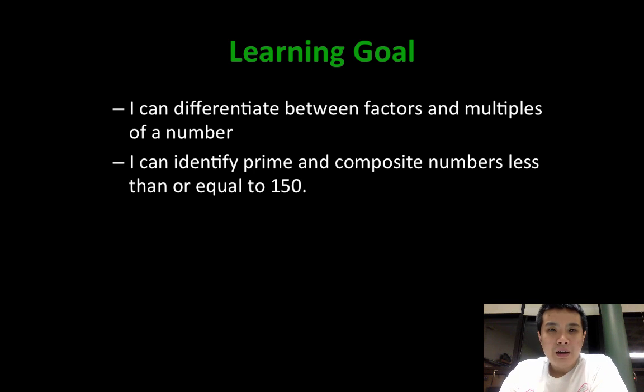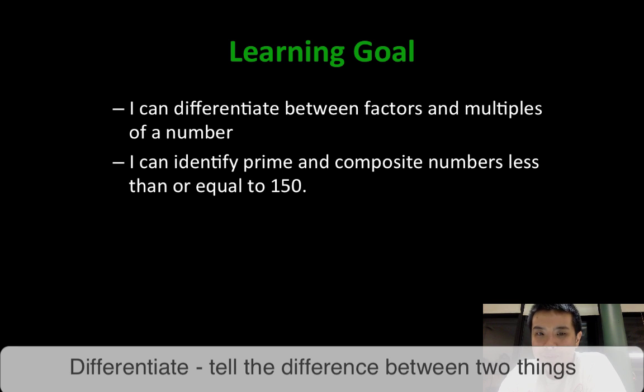Welcome back. Today what we're going to be learning about is factors and multiples of a number, and also prime and composite numbers. The learning goals are I can differentiate between factors and multiples of a number, and I can identify prime and composite numbers less than or equal to 150. Differentiate just means being able to tell the difference between two things. So factors and multiples, I can tell the difference between the two of them.